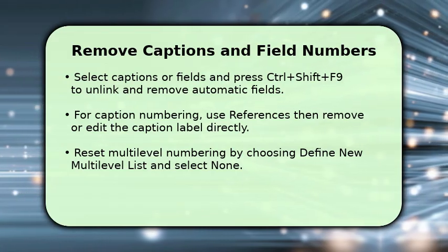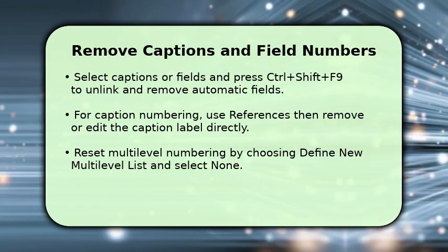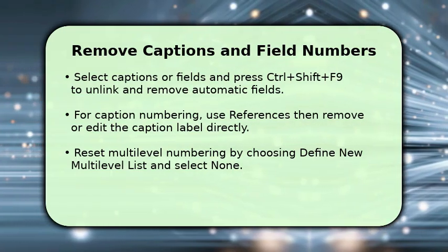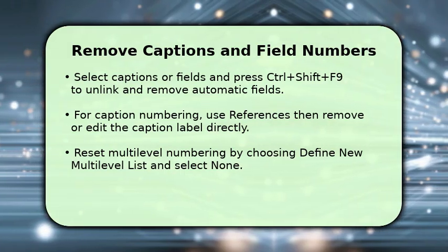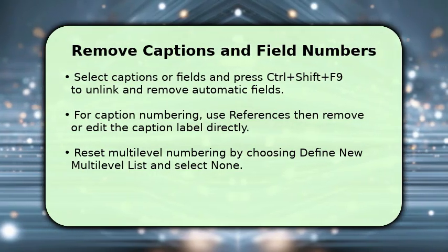For caption label sequences, open the References tab and edit or remove the caption label to stop numbering for that label. To remove numbering from headings used by outlines, open Multilevel List, choose Define New Multilevel List, and reset levels to none or adjust numbering to stop automatic numbering.